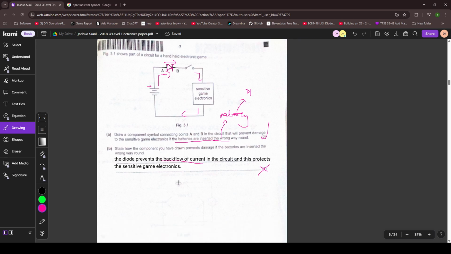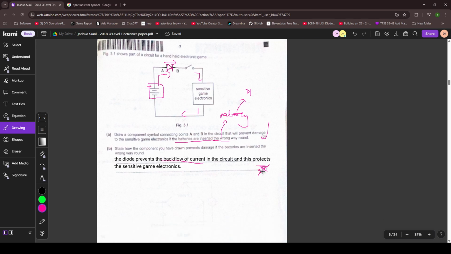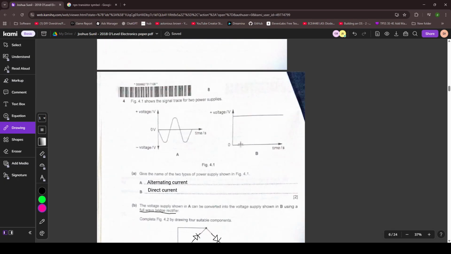When you see diode, you should reference keywords like forward bias, reverse bias. So how I would have answered this question is I would say when the battery is put in the correct way, the diode would be in forward bias and allows current to go to the sensitive game electronics. When the battery is put in the wrong way, the diode would be in reverse bias and not allow current to flow to the game electronics. And this will protect the game electronics. So I've done it that way. Okay, you know what? I'll just give you the mark. That's fine. But it would be better if you said it that way. Alright, let's move on.